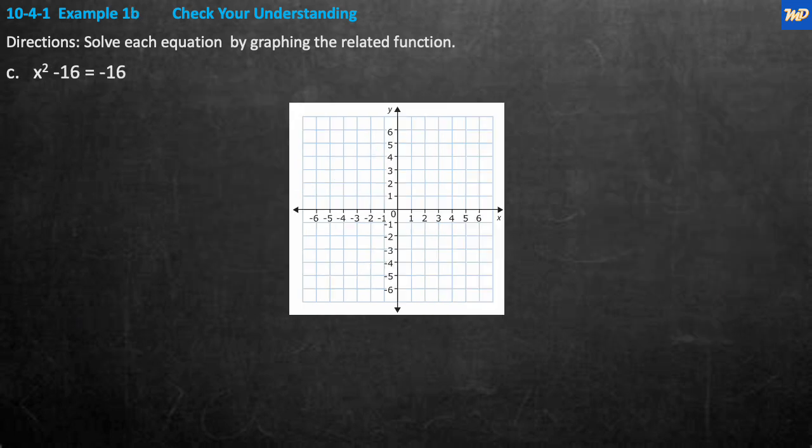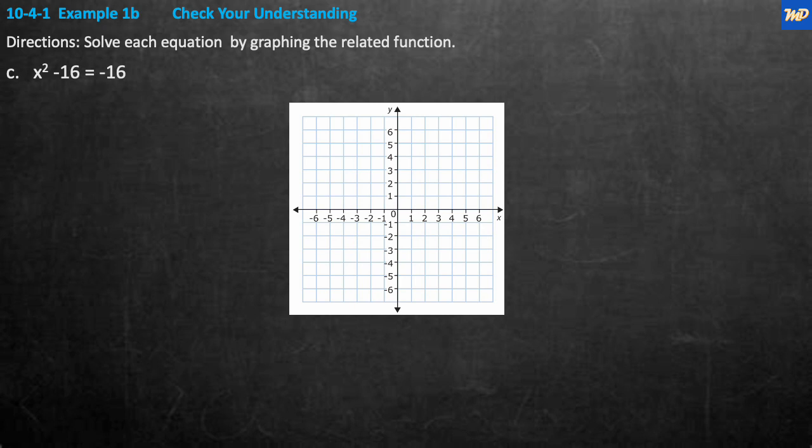Okay, example 1, check your understanding. This is the second slide. Solve each equation, well, there's only one in this slide, by graphing the related function. So go ahead and do it. When you get back, we'll try this one together. Okay, now that you're back, let's see what it is.